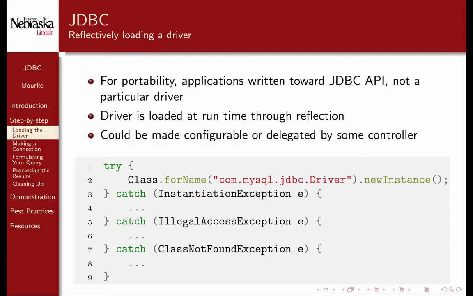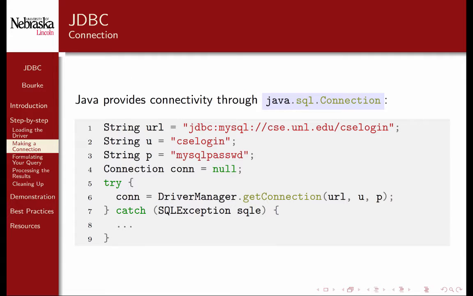Loading the driver throws 3 checked exceptions which we must catch. We'll discuss the best way to handle this later on. The second step is to make a connection to your database. You'll need 3 things: the URL of the database, and a username and password. In this example, I'm connecting to the CSCE server. You would obviously want to change the CSCE login instances to your own login and provide your database password. We then pass these 3 things to the driver manager to get our connection object. Nearly every method in the JDBC API throws a checked SQL exception that must be caught. Again, we'll discuss the best way to handle this later on.